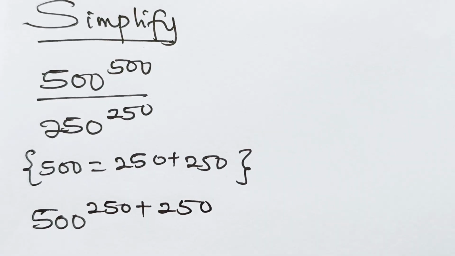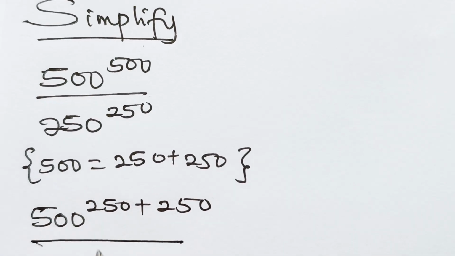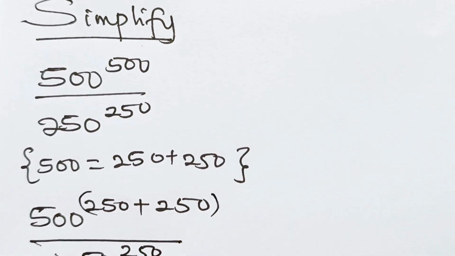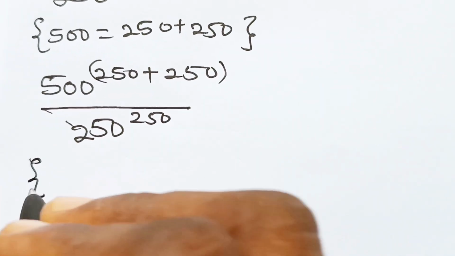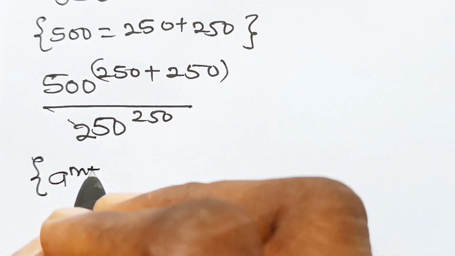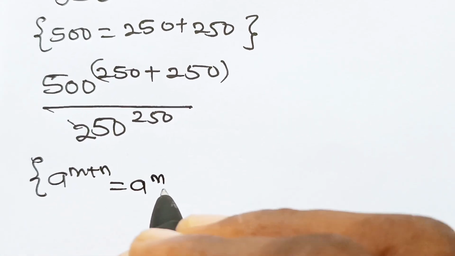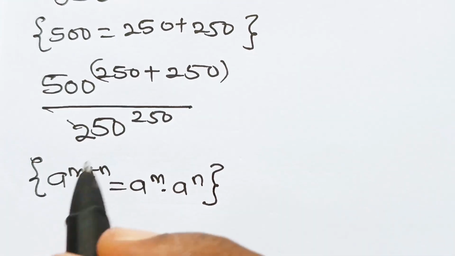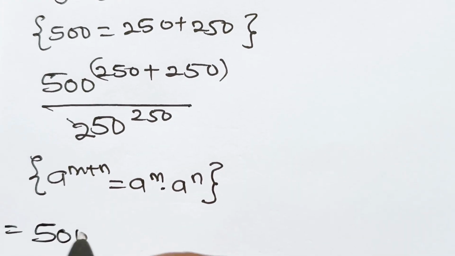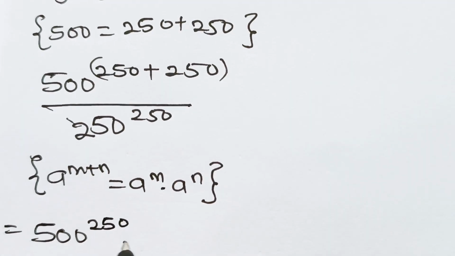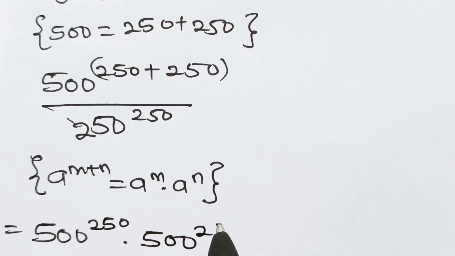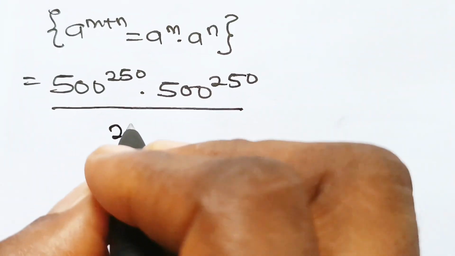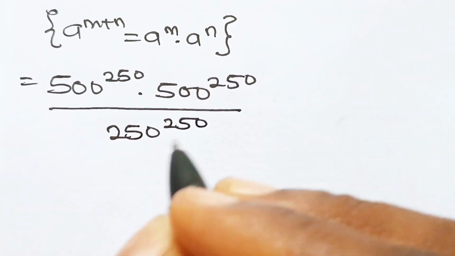We are going to solve this using three methods, divided by 250 raised to the power of 250. Now recall that a to the power of m plus n is equal to a to the power of m multiplied by a to the power of n. Therefore, we solve this to be 500 to the power of 250 multiplied by 500 to the power of 250 divided by 250 to the power of 250.